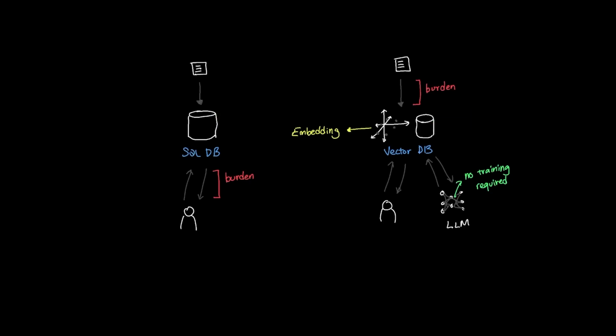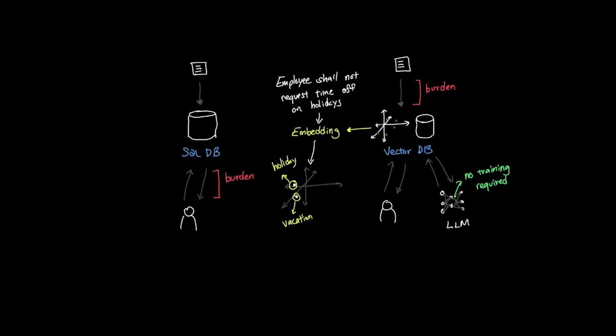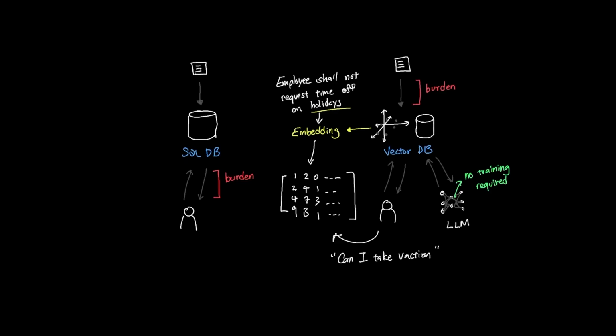For example, the words holiday and vacation should semantically share a similar space, since the meaning of those words are close to each other. So before the sentence, "employee shall not request time off on holidays," in the document is added to the database, the system runs it through an embedding model, and the embedding model converts that sentence into a long vector of numbers. And when you search the database, you are actually comparing this vector. That way, when someone later asks, "Can I take vacation during a holiday?" even though the phrasing is a little bit different, the database can still service the request. And this is the fundamental shift. Instead of searching by exact wording, we're now searching by meaning.